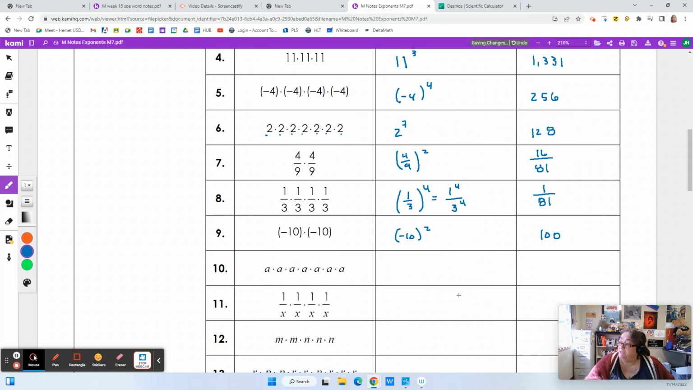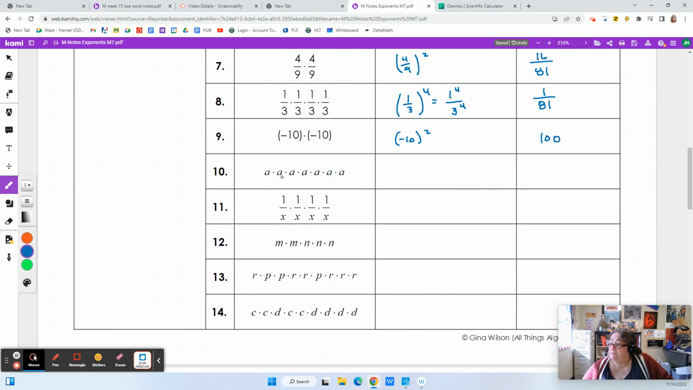What do we have over here though with these A's? We got 1, 2, 3, 4, 5, 6, 7 A's. That is just A to the 7th. And when we do the value of that, we don't know what A equals, right? We have no idea. So that's still just A to the 7th because we don't know what that equals, right?